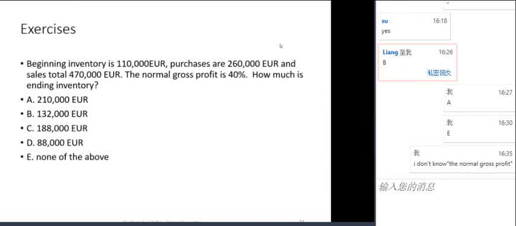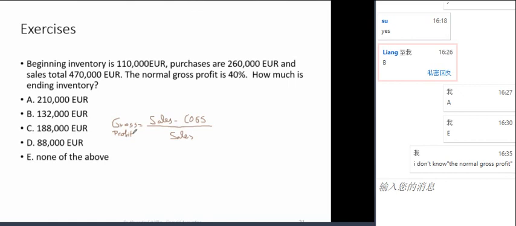Okay, there is a question, Raychan. Normal gross profit. Gross profit is sales minus cost of goods sold. Sales minus cost of goods sold divided by sales. That's the gross profit margin, yeah, or gross profit.